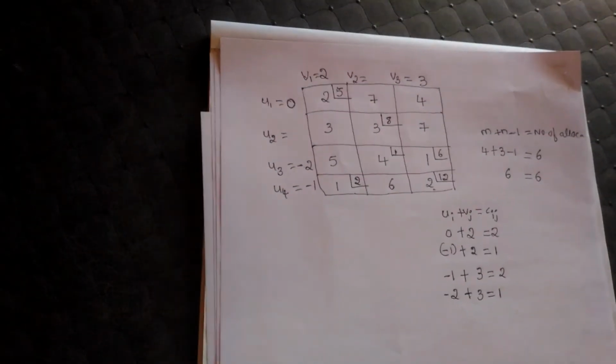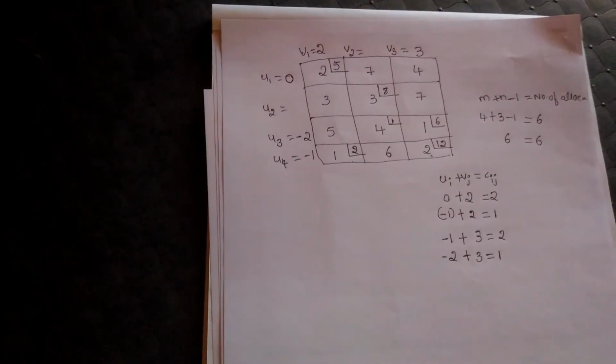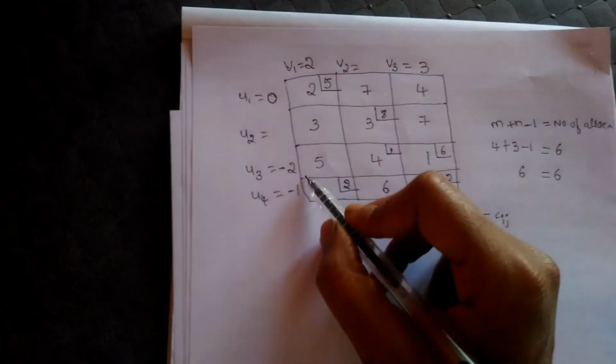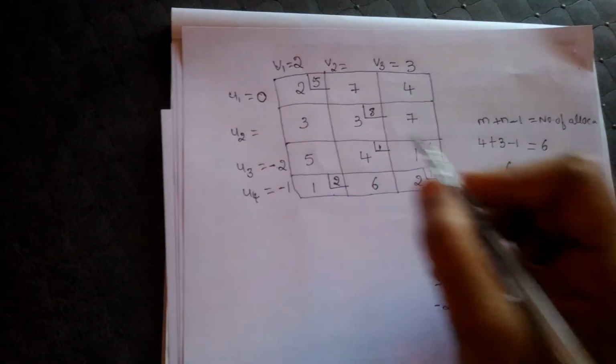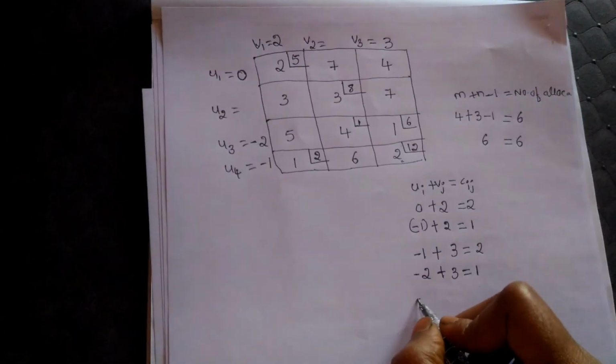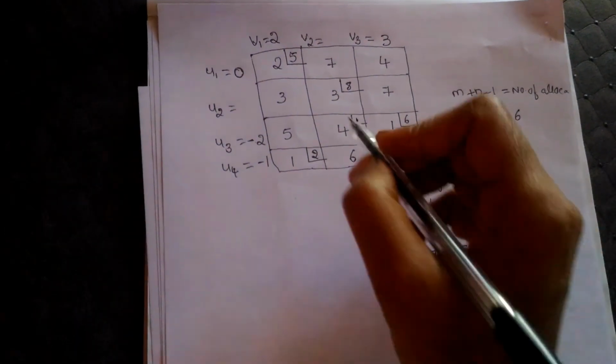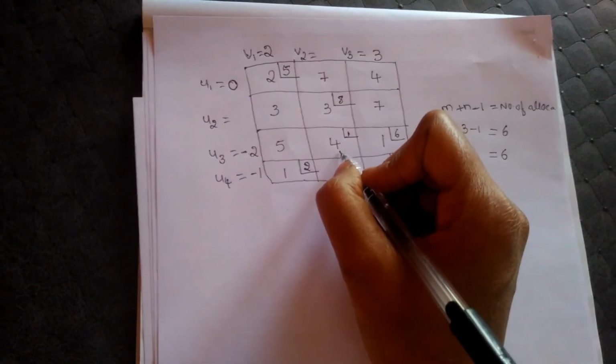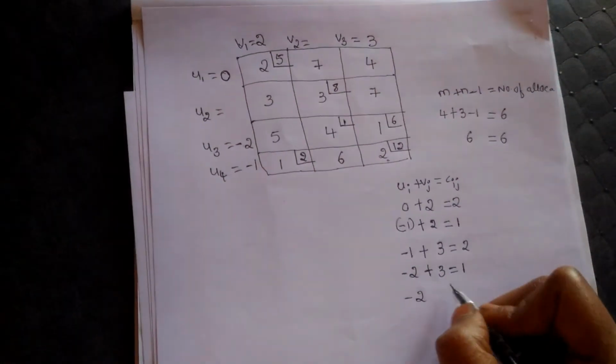Now we found the values of v1, v3, u1, u3 and u4. With the help of this, I will be able to find the value for v2. The value of u3 is minus 2. I don't know the value of v2, but Cij for this, that is u3, v2, is 4 for me.